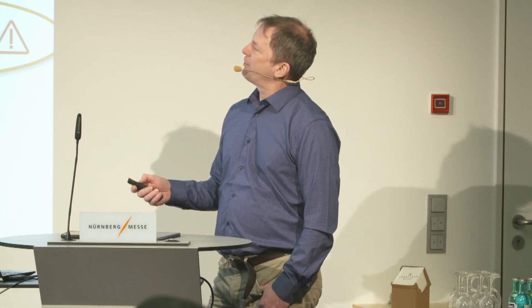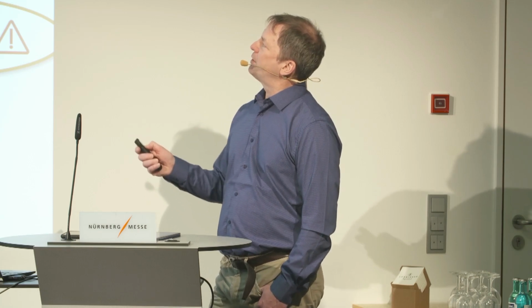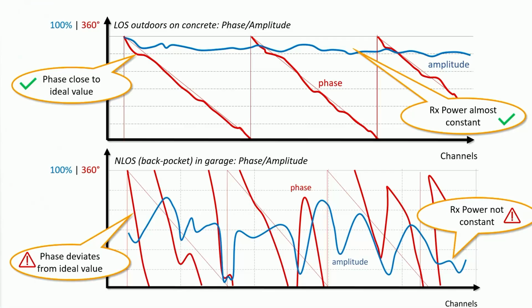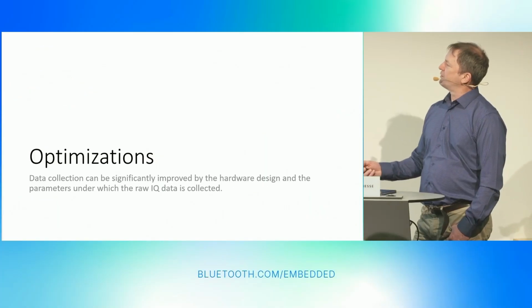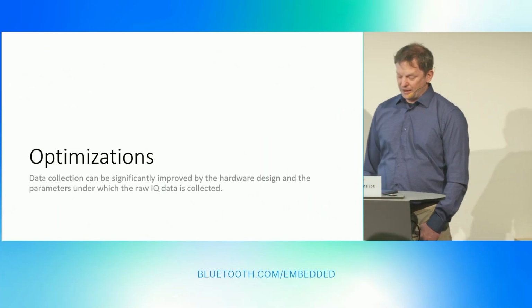I will come back to the algorithm result later. And one point I want to mention: the phase slope gets steeper the further you go, and in the end you will have a wraparound at 75 meters, where you can't distinguish between 76 and 0 meters. So that was the phase slope.